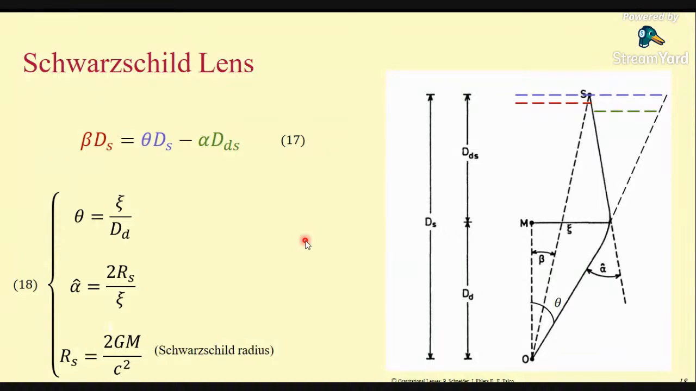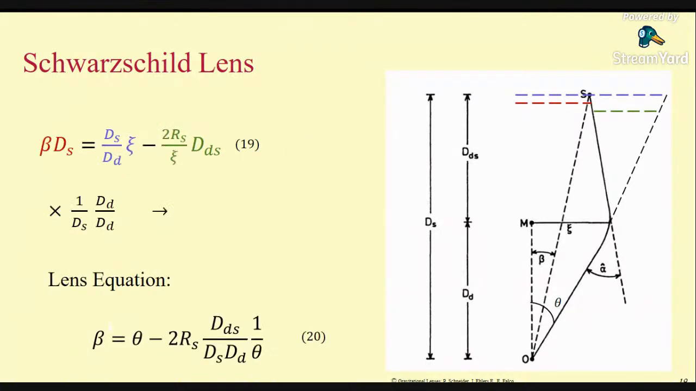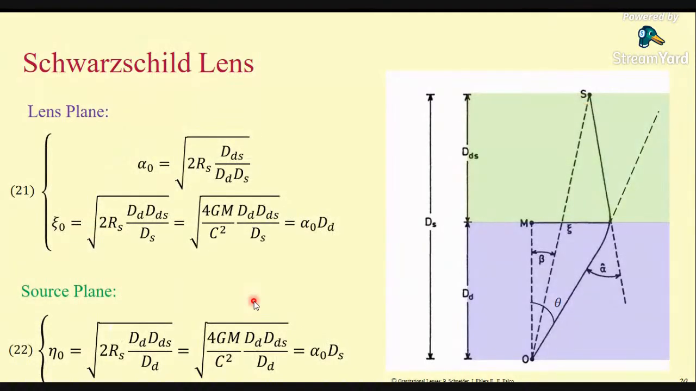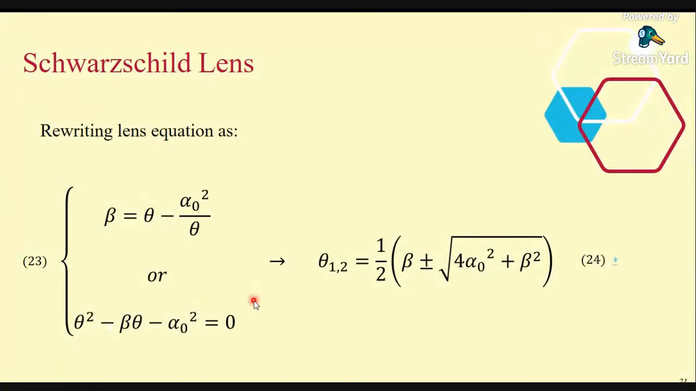And by using equation 17 and this relation, we have equation 19. And simply we can reach the lens equation, that is equation 20. And that is for a structured lens. For simplification, we introduce these parameters as you see in lens and source plane. That's nothing difficult, that's just some namings. And by applying this simplification to our lens, we have equation 23 and its solution.